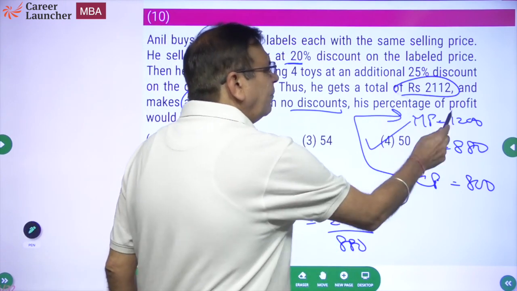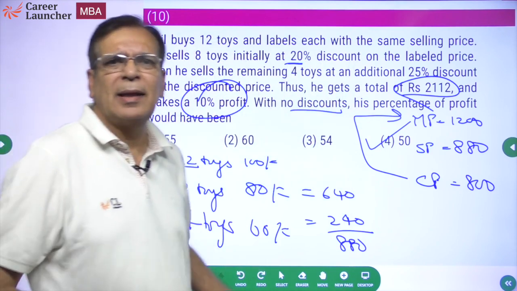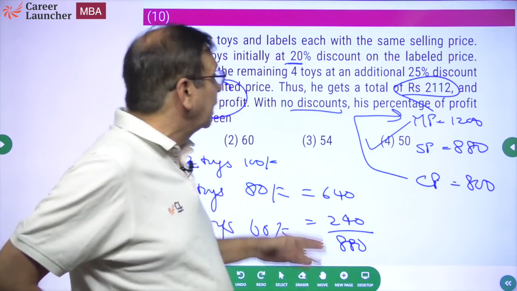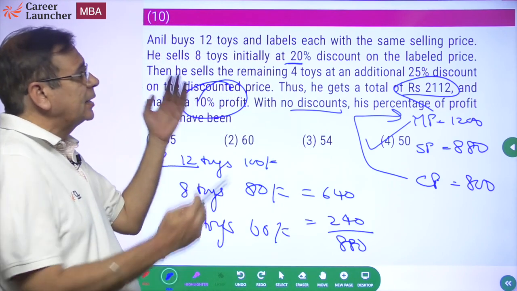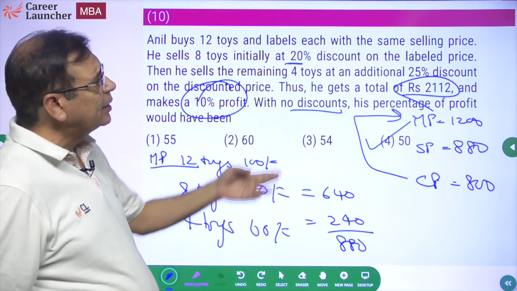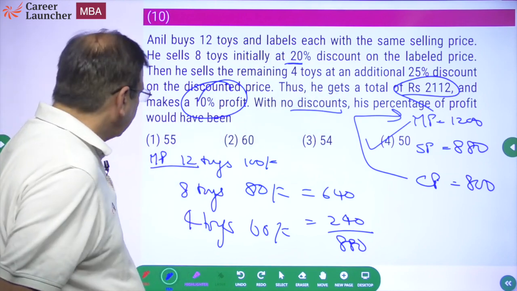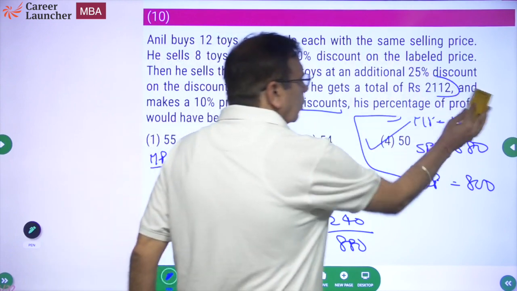What was the need for this? It was given just to waste time. So get used to ignoring numbers which are not relevant. If the answer is in percentages and almost all the data is in percentages, most probably that will not be required. Is this clear? Let me give you a slightly faster method of doing this question also.